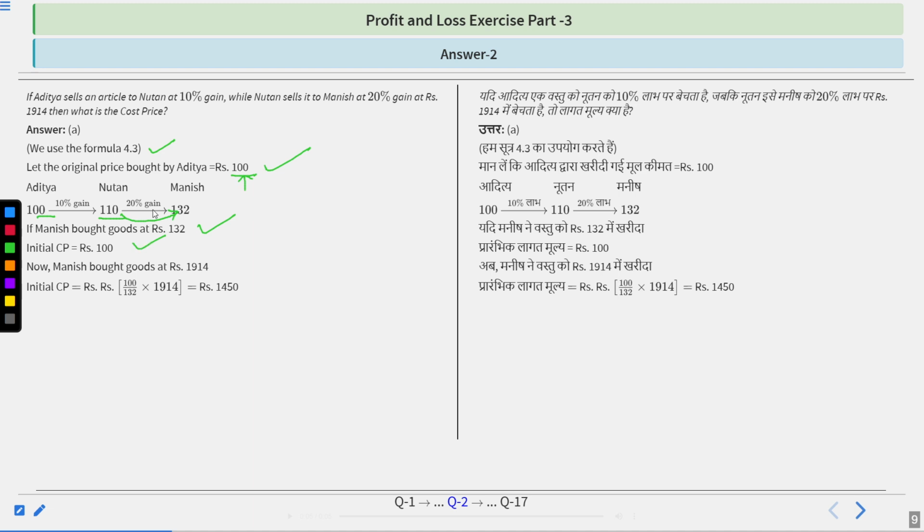Clear? So in this question it is given that Nutan sells it to Manish at 20% gain, at rupees 1914. So Nutan sells to Manish at 1914 rupees. So 132 is equal to 1914. So what will be the CP? 1914 upon 132 multiplied by 100, which becomes 1450. So A is the correct answer. Clear? Next one.